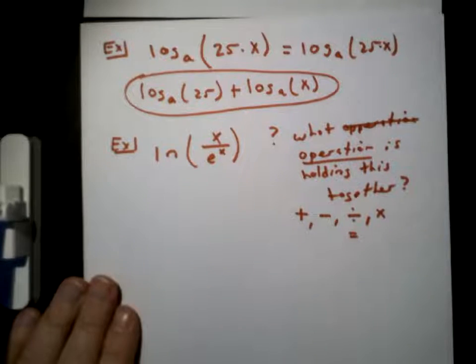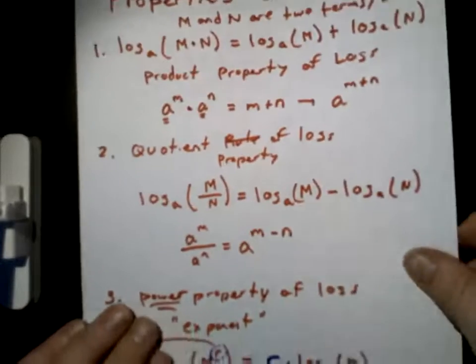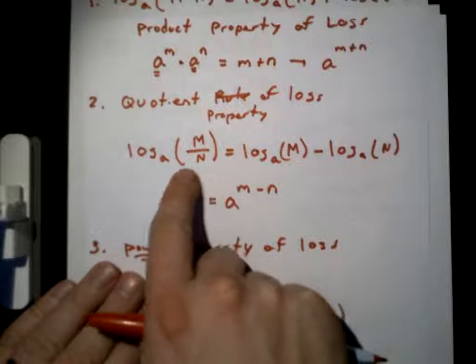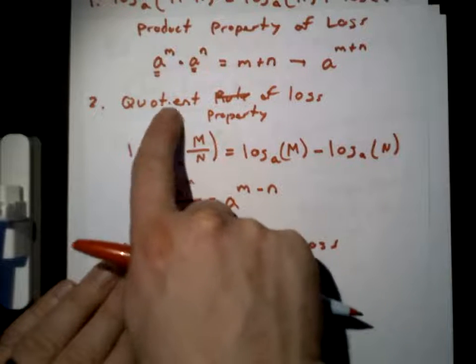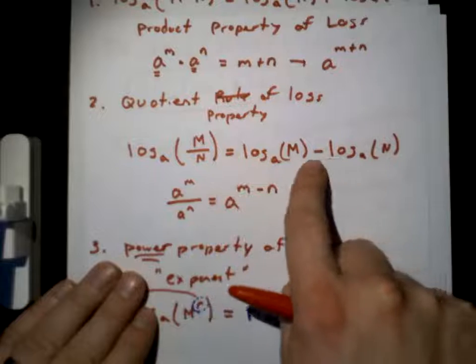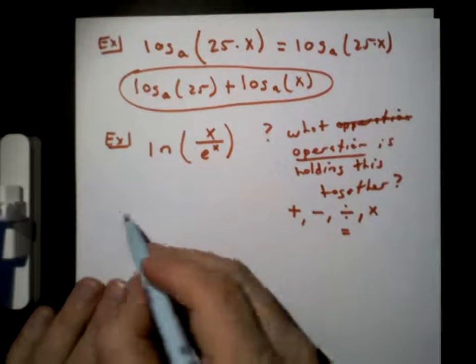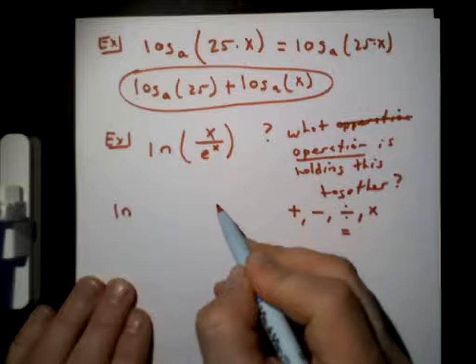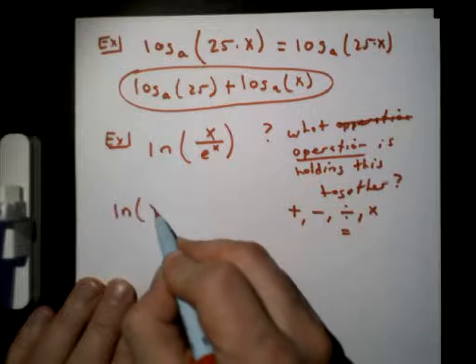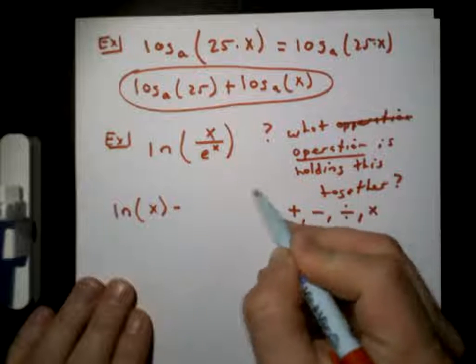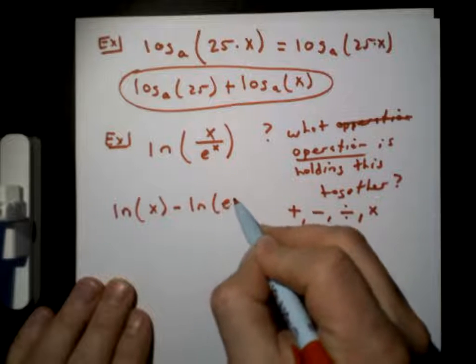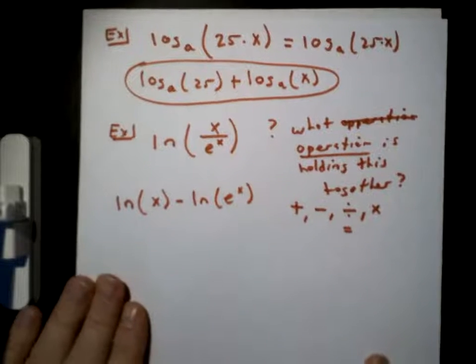So now we're going to go back to our rules. And we're going to think, okay, it looks like we have something like this happen. We have a quotient. So that's going to be subtraction. So we're going to write this as ln, natural log of x minus natural log of e to the x.